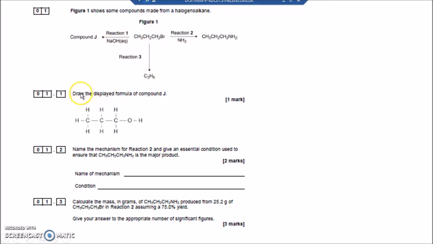The trickiest part, so it's easiest to lose a mark, is that it says displayed formula. So you need to include all of the bonds in between the atoms, including the bond between the O and the H.